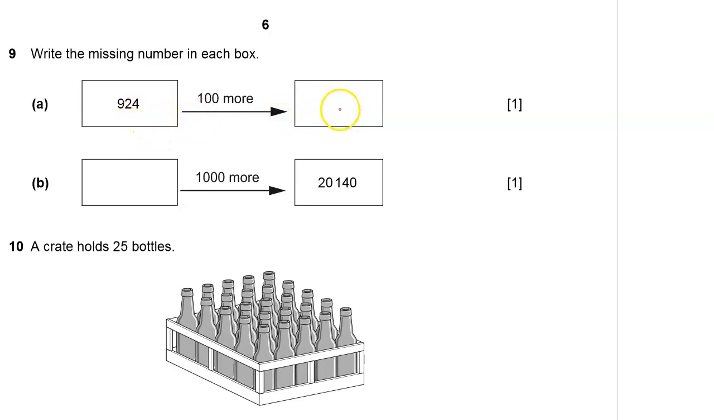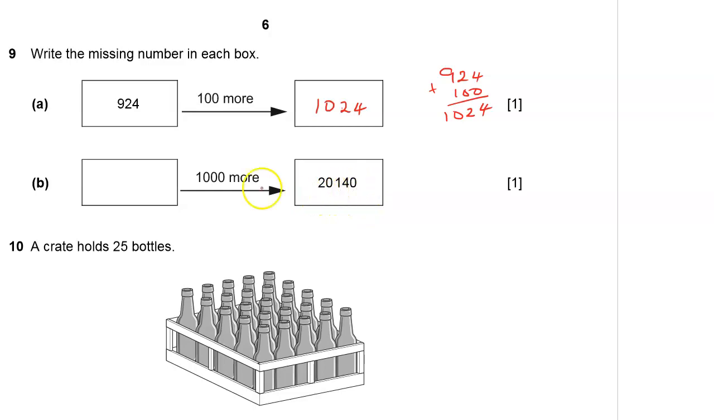We are told that this box right here should have 100 more than 924. To find that, you take 924 plus 100. So this should be 4, 2, and 10. So this box should have 1,024.